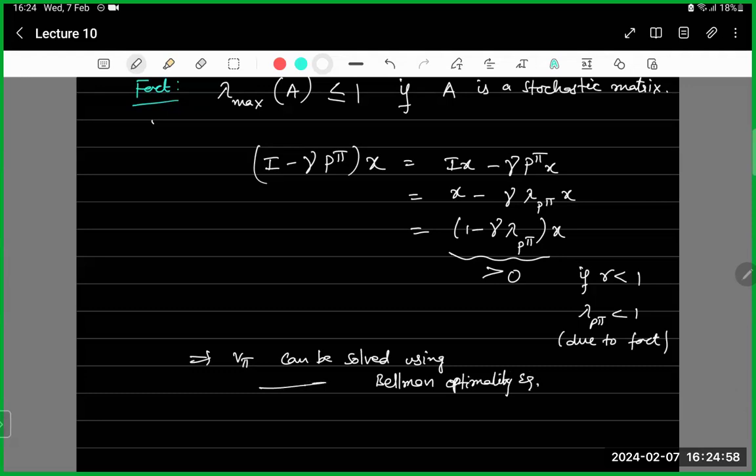So before I proceed further, is there any doubt in this particular part? And V pi is also unique, right? Because we have n equations and n unknowns and the matrix is invertible. So we have a unique V pi.